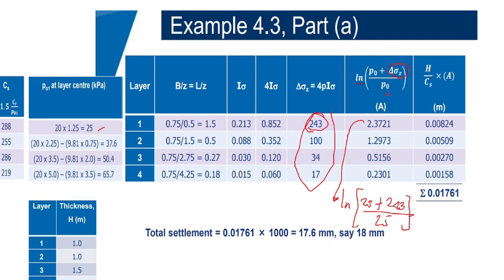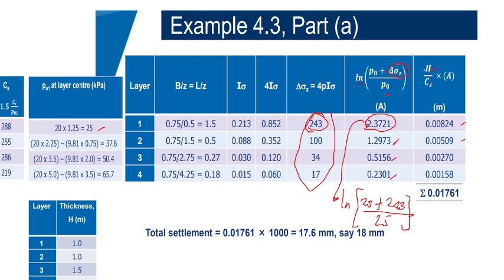So you can get this 2.3721. Similarly, in the same formula, you can calculate this one here and here as well. So now the final settlement, this is the settlement at every layer. The first layer has a settlement of 0.00824. How do you calculate it?